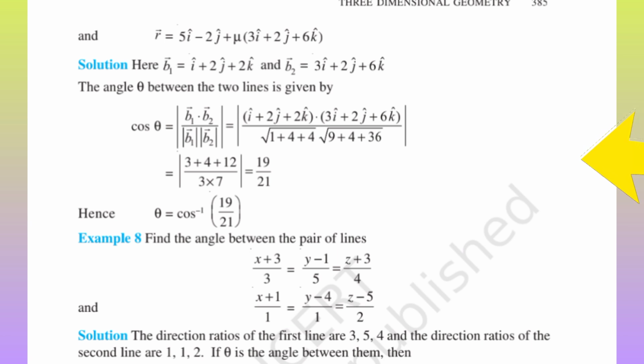Hence theta is equal to cos inverse 19 by 21. Example 10. Find the angle between the pair of lines (x + 3)/3 = (y - 1)/5 = (z + 3)/4, and (x + 1)/1 = (y - 4)/1 = (z - 5)/2.